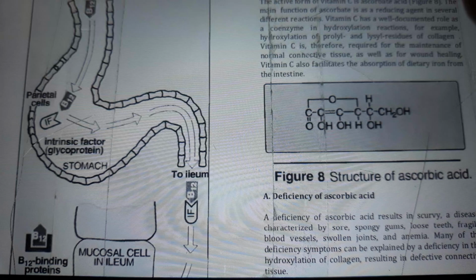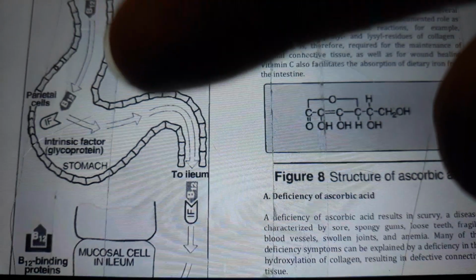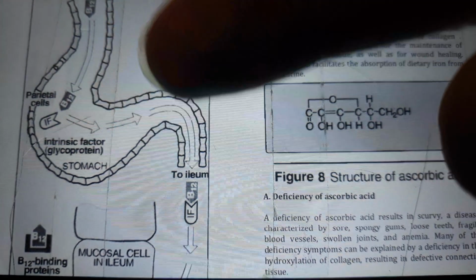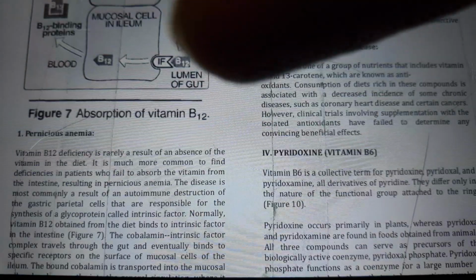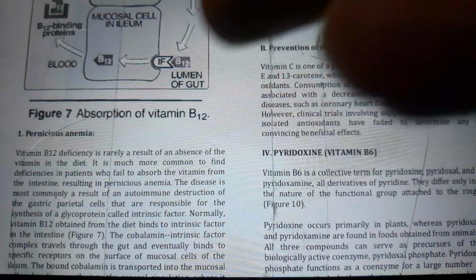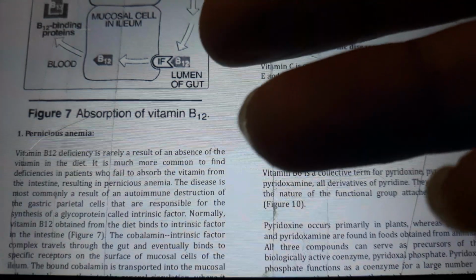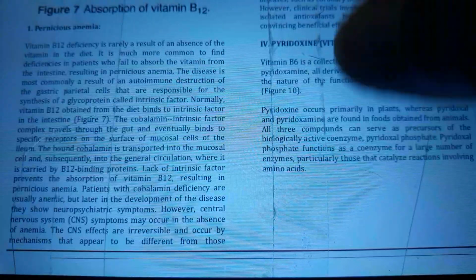That's the stomach. So diet going in, the parietal cells there with vitamin B12, the intrinsic factor, a glycoprotein, taking care of that, and to the ileum. The B12 binding proteins, and that's the mucosal cell in the ileum, where the food passes through, the intrinsic factor along with B12, and there are B12 binding proteins that move it into the blood.